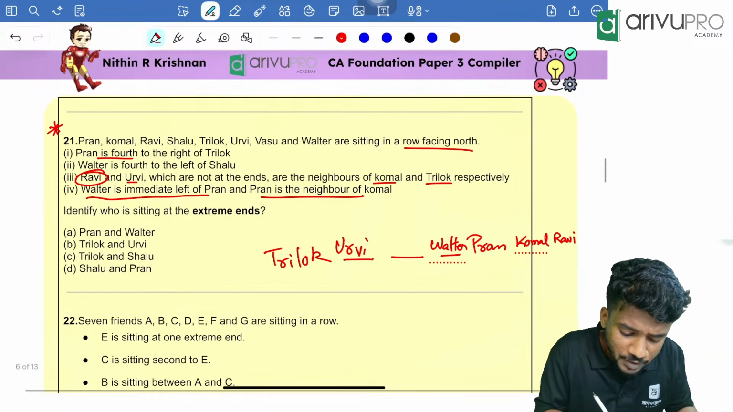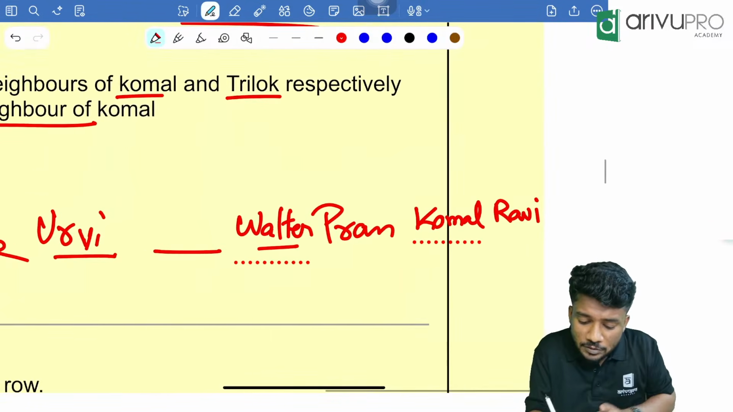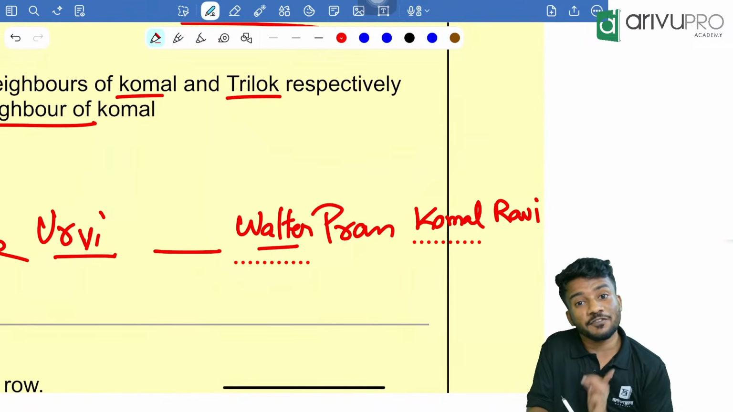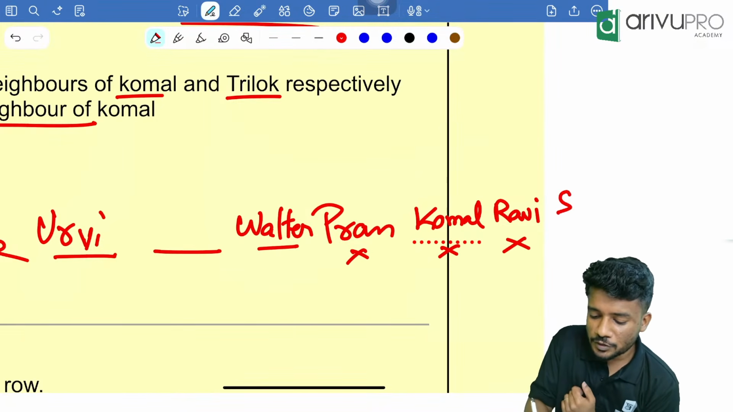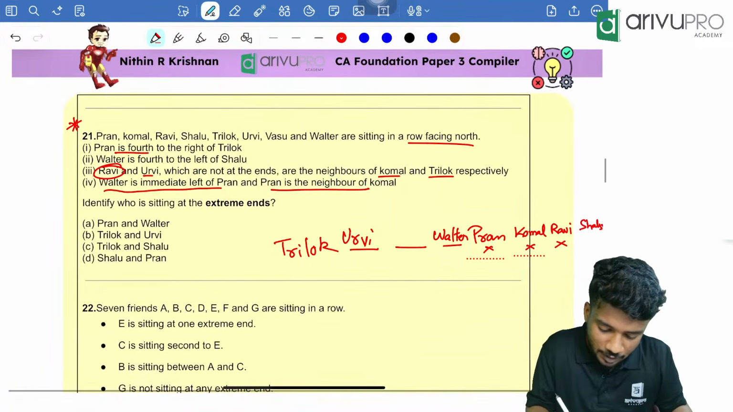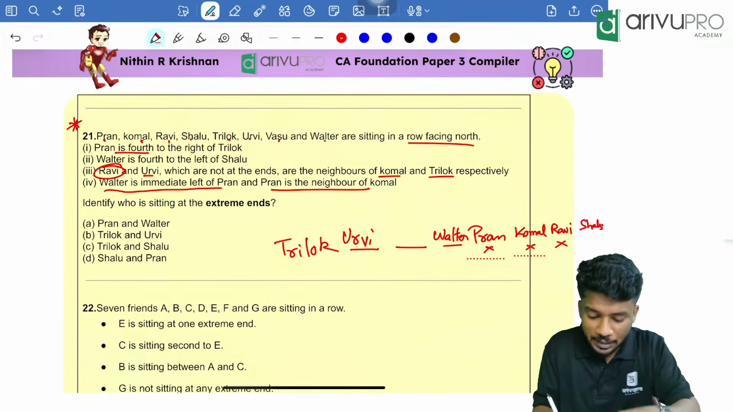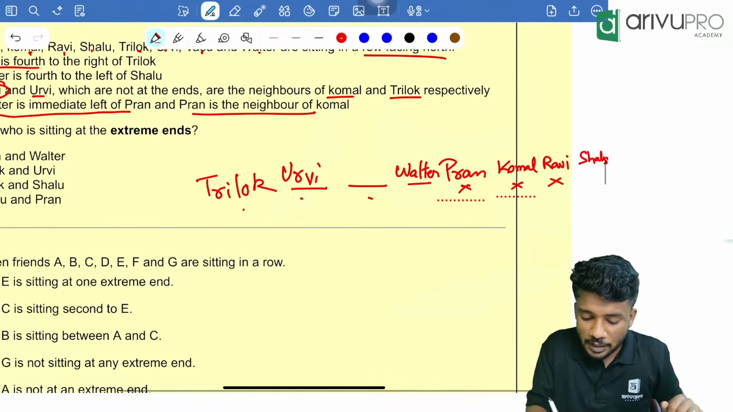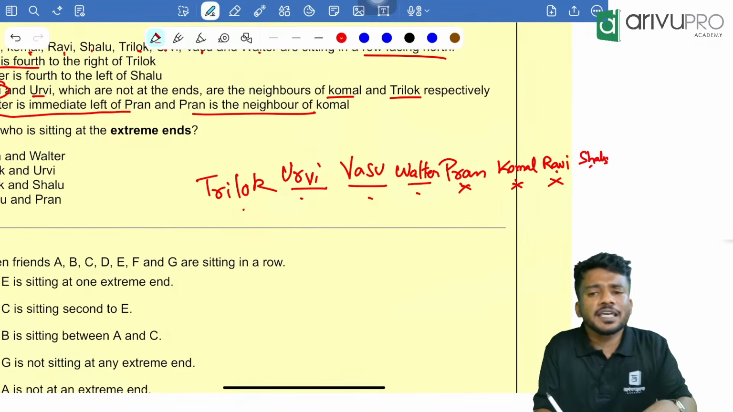Now what else we know? Walter is 4 to the left of Shalu. Walter is 4 to the left of Shalu means Shalu should be 4 to the right. First, second, third, fourth. So Shalu is over here. Now who is remaining? How many people are there in total? 1, 2, 3, 4, 5, 6, 7, 8 people are there in total. That means Vasu should be over here.